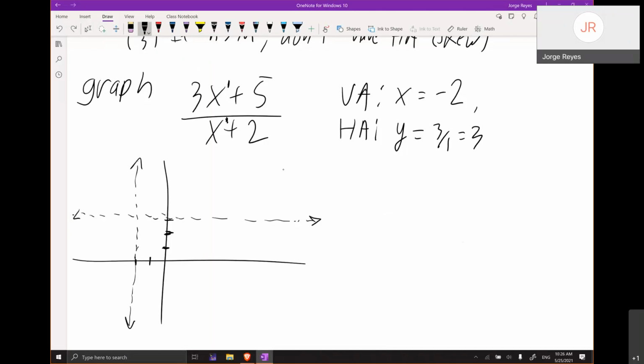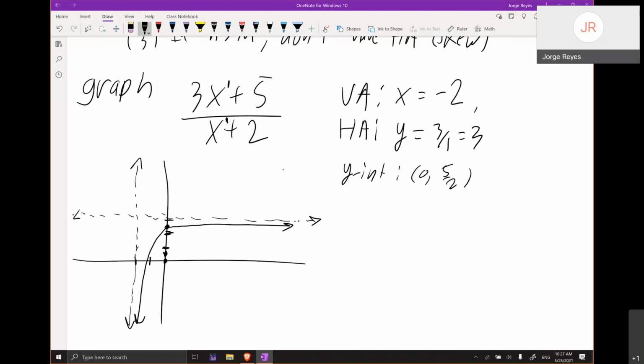So I need to plug in some numbers. Since 0 is fine, I want to plug in 0. If I plug in x equals 0, I get y-intercept of 5 over 2, which is a positive number. Oh wait, no, 5 over 2, that's like 2.5, so it's actually here. But either way, it's less than 3, so I know I'm under.